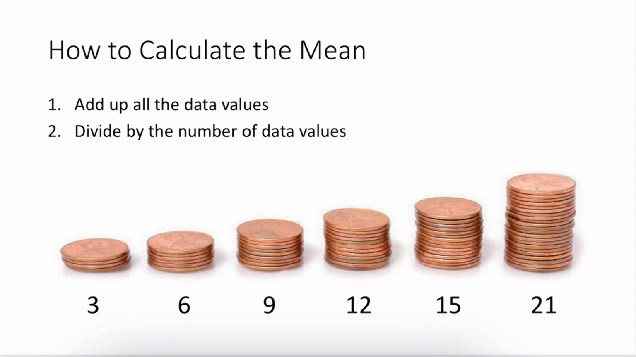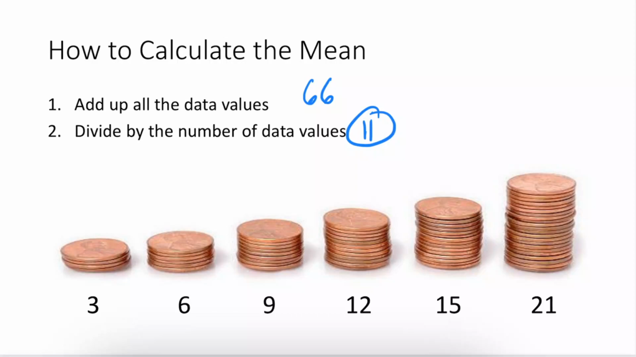the way that we would calculate the mean is we would add 3 plus 6 plus 9 plus 12 plus 15 plus 21. And when we add those up, we get the number 66. So essentially, we have 66 pennies total. And then if we divide by the number of data points that we have, which is 6, because we started off with 6 stacks of pennies, well, 66 divided by 6 equals 11. And so 11 would be the mean.